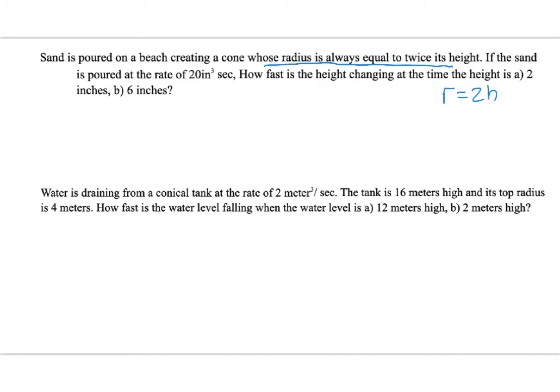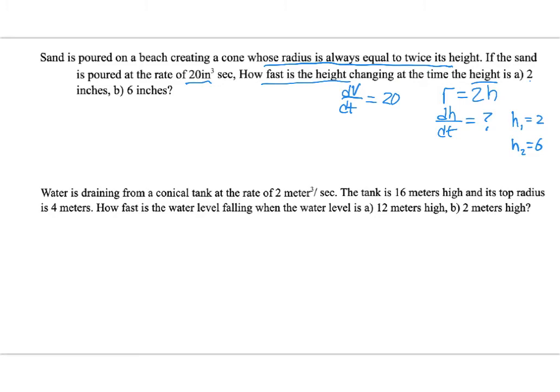If the sand is poured out at a rate of, this is a volume thing, so let's call this dV/dt, is being poured onto this cone, so it's growing. Okay, so this is positive 20. How fast is the height changing? dh/dt is question mark when the height is, and we have two different examples again. So let's go with h1 is equal to 2, h2 is equal to 6.